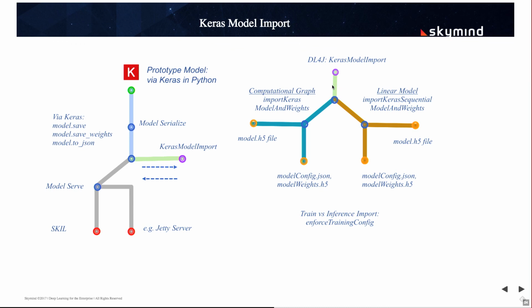So this is the Keras model import. On the left side, you go ahead and save it. You can either save your entire network, or you can save your weights and your configuration file. And you can choose to serve your network then, if you're not going to do further training on it.